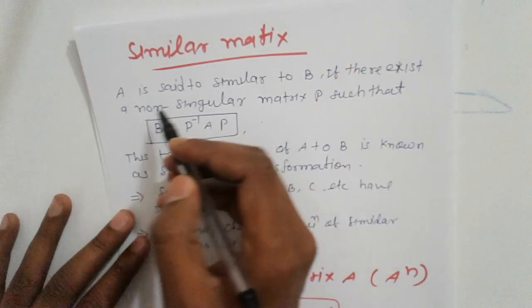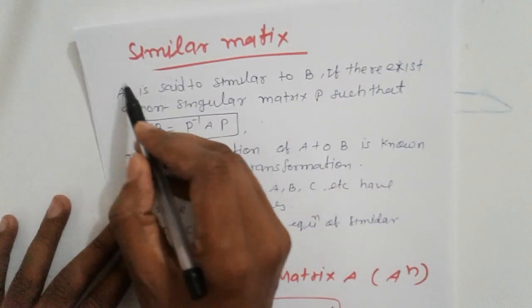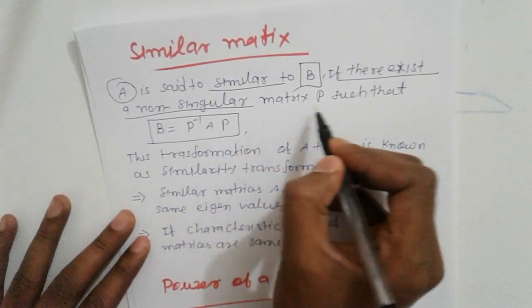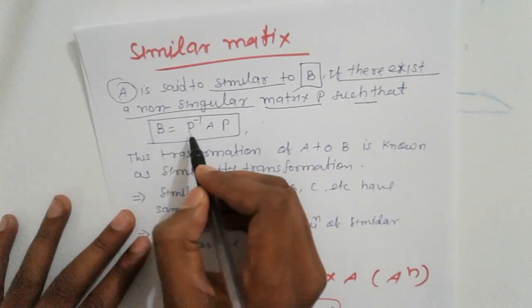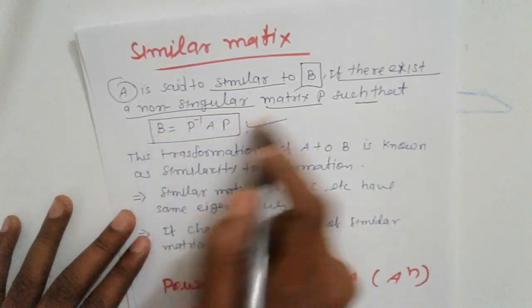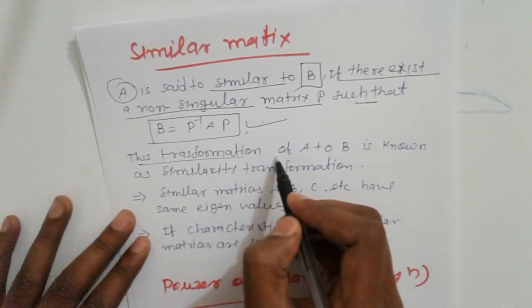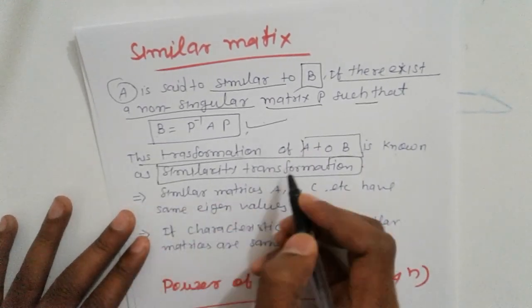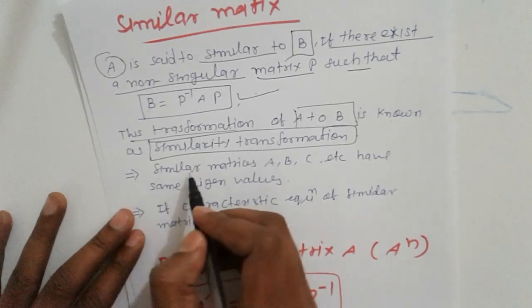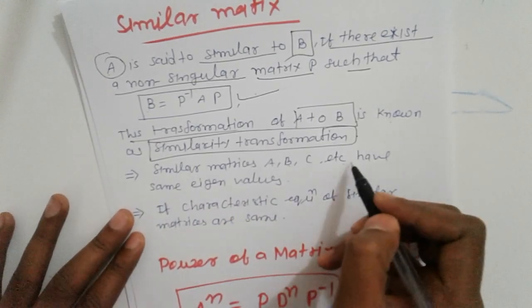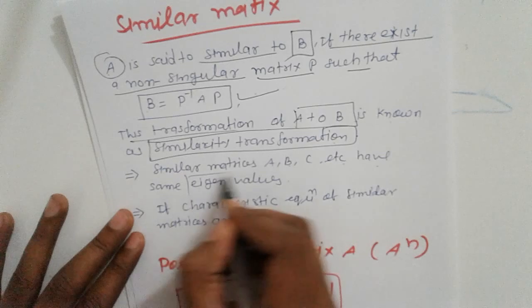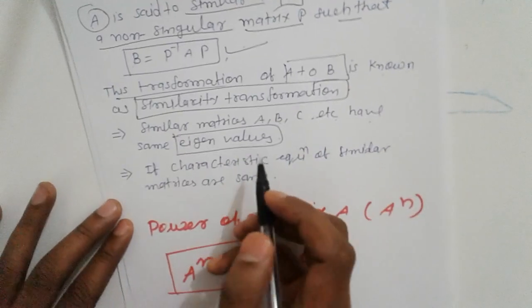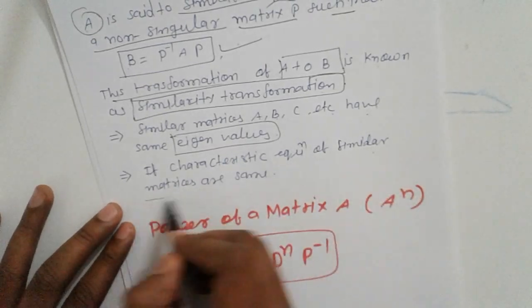Another topic: similar matrices. A is said to be similar to B if there exists a non-singular matrix P such that B equals P inverse A P. If that is satisfied, then the matrices are similar. This transformation of A to B is known as a similarity transformation. Similar matrices have the same eigenvalues. Matrices are similar if the characteristic equations of the matrices are the same.